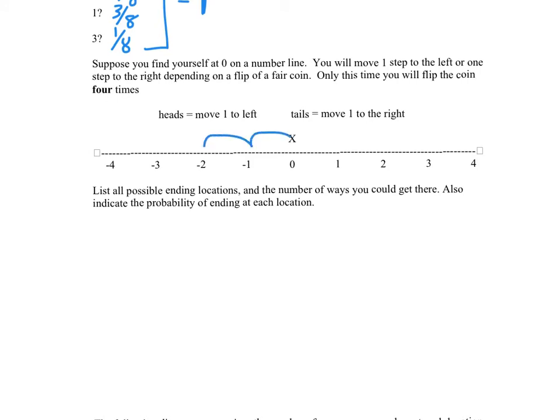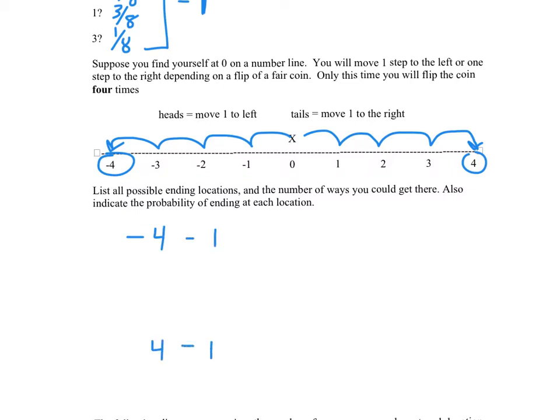So we know that we can get the same thing 4 times in a row and end up at the number on the number line that corresponds to the number of flips. So we could get 4 tails, we could get 4 heads. So we know that -4 and 4 are possible outcomes, and those have 1 way to do it. All right. What are our other potentials?